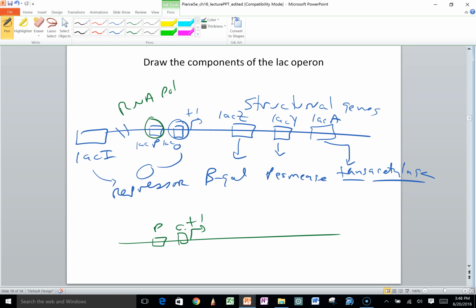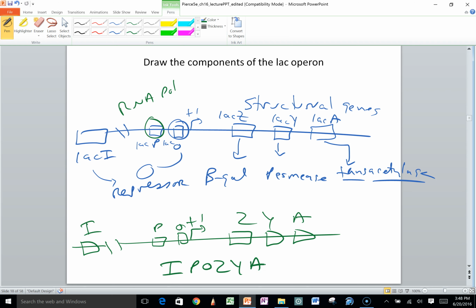P, O, Z, Y, A, and down here we have I. So we often write this like this. If we want to just quickly represent all elements of the lac operon, we write IPOZYA.